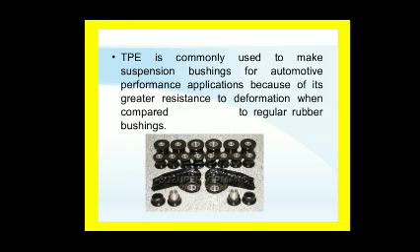TPE is commonly used to make suspension bushings for automobile performance applications because of its greater resistance to deformation when compared to regular rubber bushings. This TPE is commonly used to make suspension bushings for automobile performance applications because of its greater resistance to deformation when compared to regular rubber.